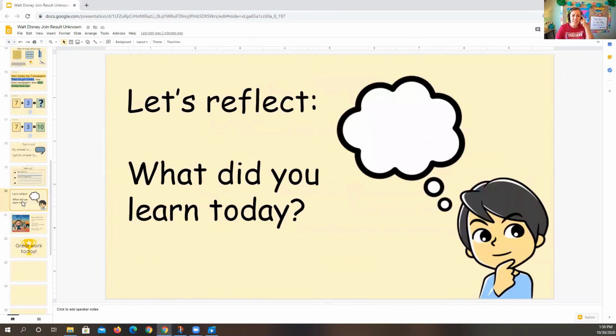Now, let's reflect about our learning today. What did you learn today? What did you learn about Walt Disney? What did you learn about the words that we were reading and sounding out? What did you learn about our math problem today? Or maybe what did you learn about writing?